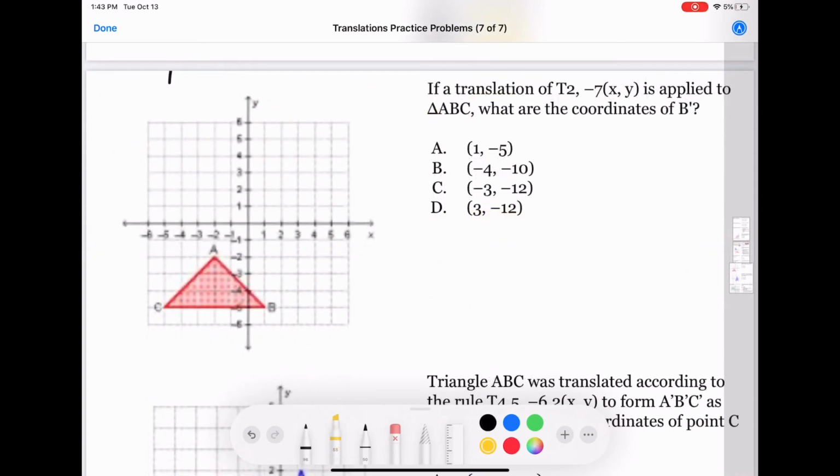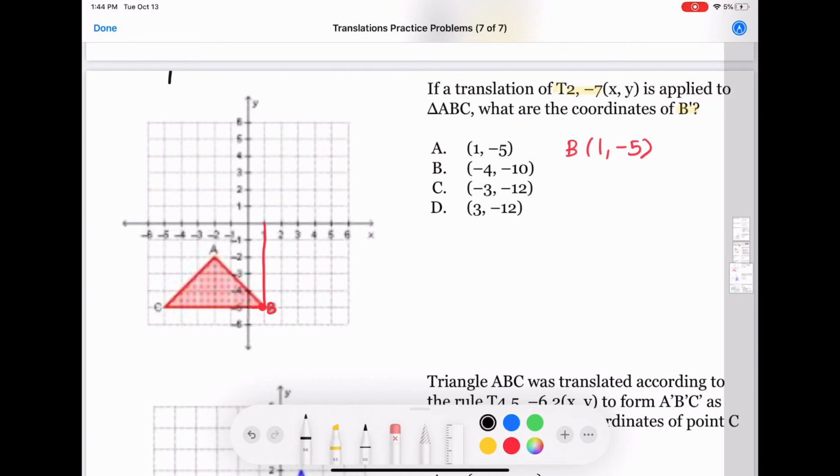Sometimes we aren't going to be told our vertices right away, and instead we have to identify what the coordinates of our vertices are given a graph. So we can see here that this question states if a translation of 2 and negative 7 has occurred, what are the coordinates of B prime? Well, in order to find the coordinates of B prime, we have to identify the coordinates of B. As we can see here, B is located at 1 and negative 5.